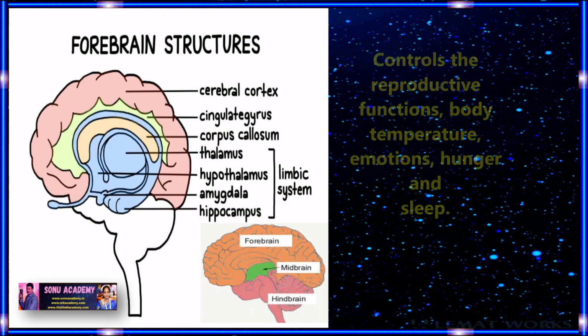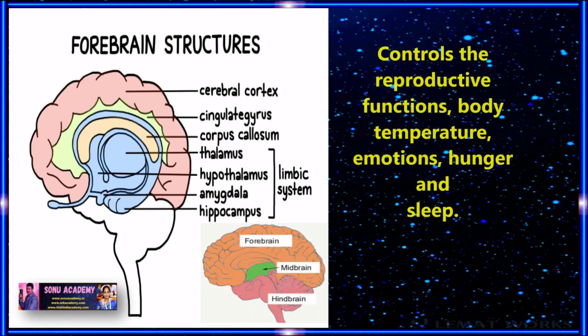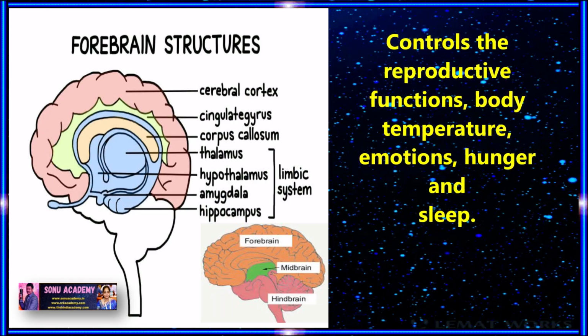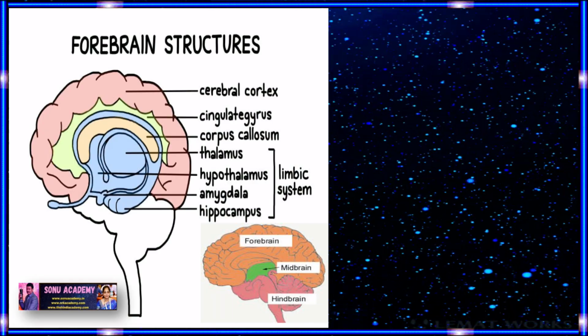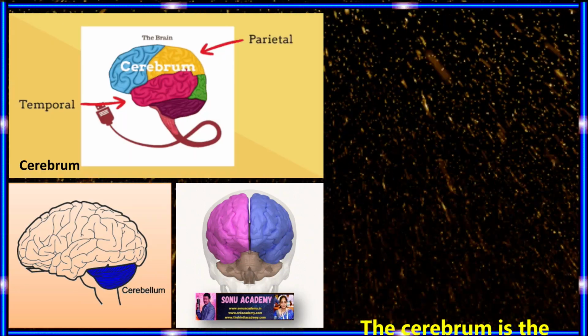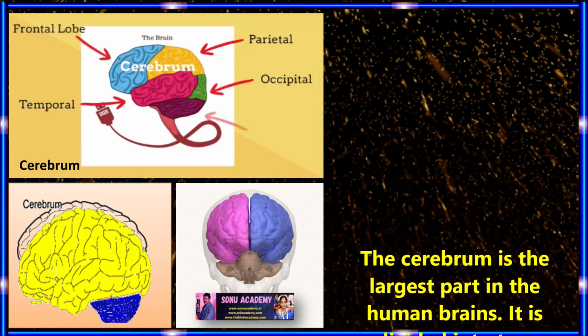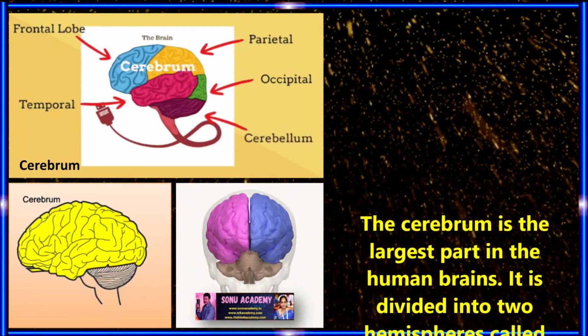Children, let us discuss the function of the forebrain. The forebrain controls the reproductive functions, body temperature, emotions, hunger, and sleep. Children, let us discuss the parts and functions of the forebrain. First one is the cerebrum. The cerebrum is the largest part of the human brain.